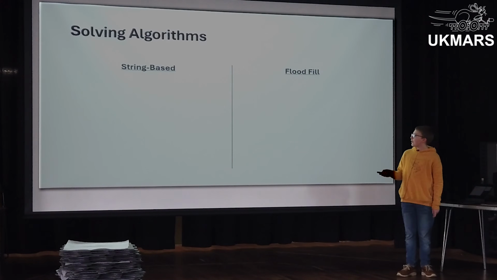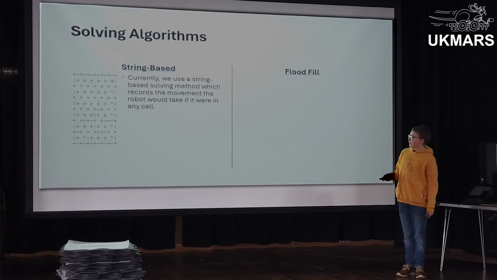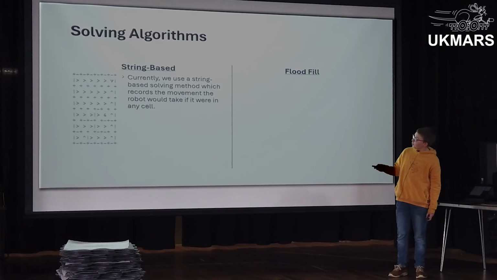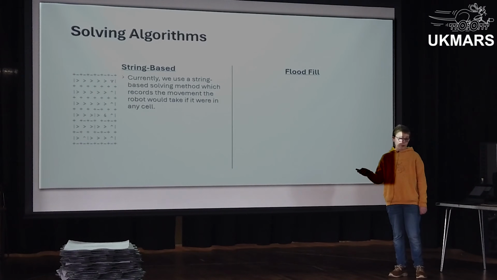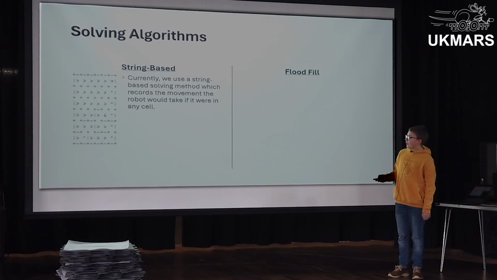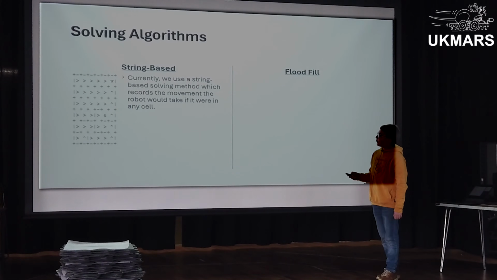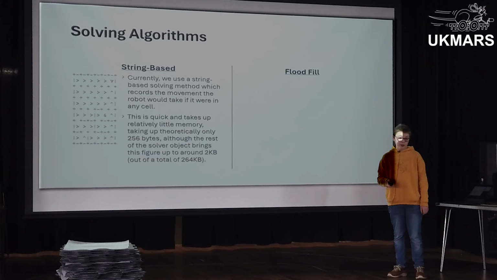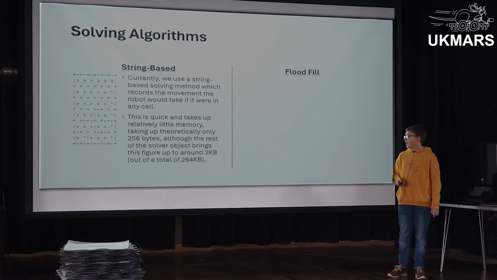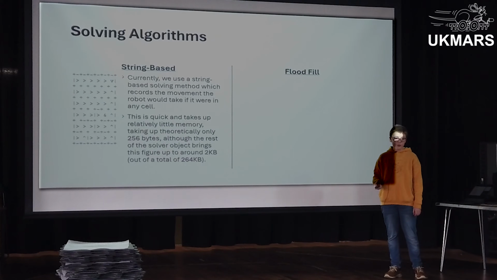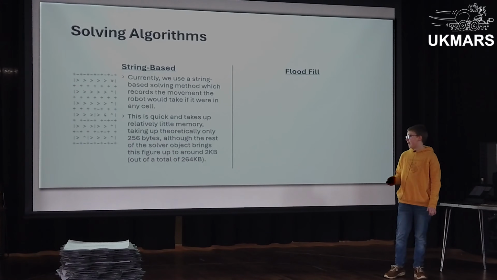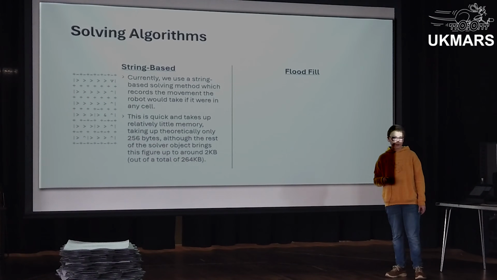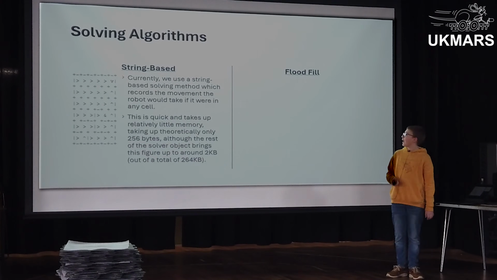So we have the solving algorithm, a string-based algorithm. It records the movement that would be taken if the robot was in a specific cell. So it has the target cell, which is up there. If the robot was, for example, here, it would be going this way. And this is quicker and takes up less memory, theoretically only 256 bytes, although the rest of the solver object brings the solver file to around 2 kilobytes, out of the 264 kilobytes the Pico has.